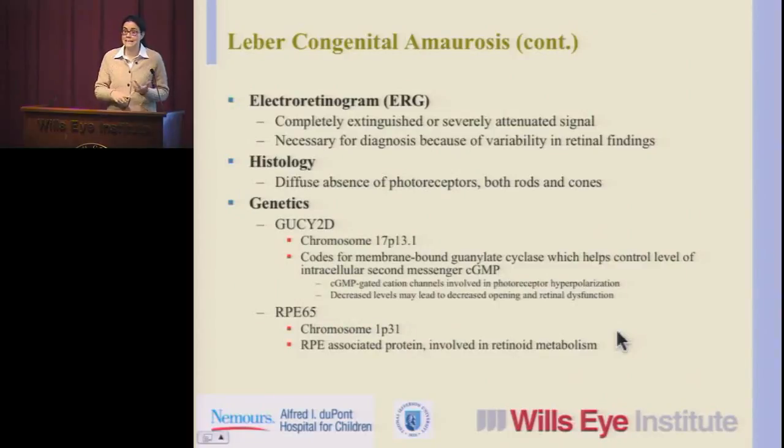So if I feel like I need an MRI or I need an ERG, if I've really got a high suspicion, we will try and coordinate and do all those things at once so as to minimize the number of times we're sedating these children to do these procedures. On histology, you'll find diffuse absence of the photoreceptors, both the rods and the cones. And the genetics of this condition, it has been linked to both a chromosome 17 and chromosome 1.